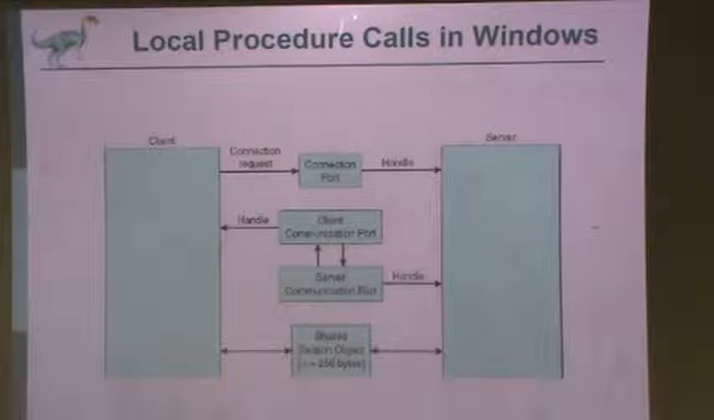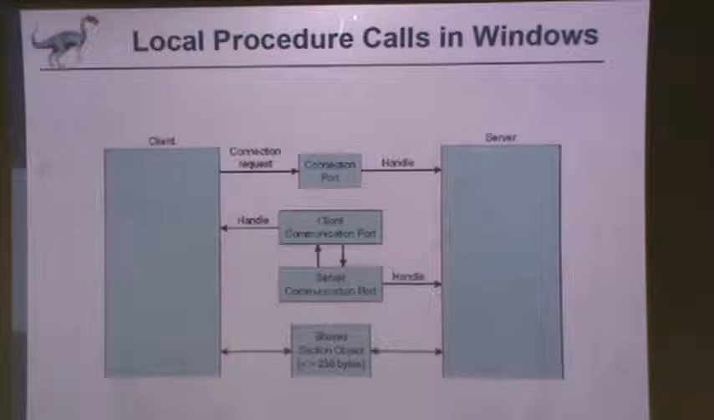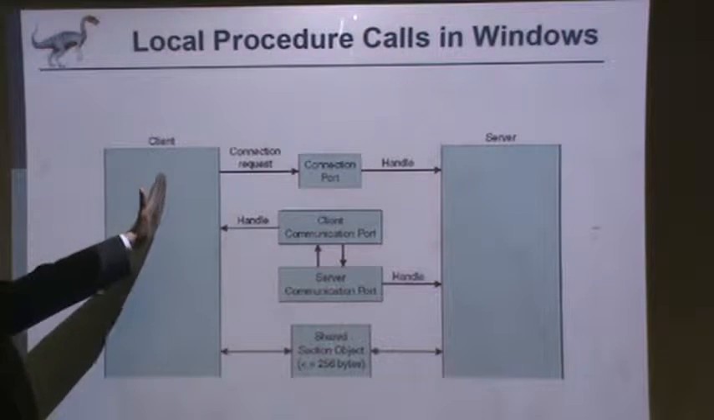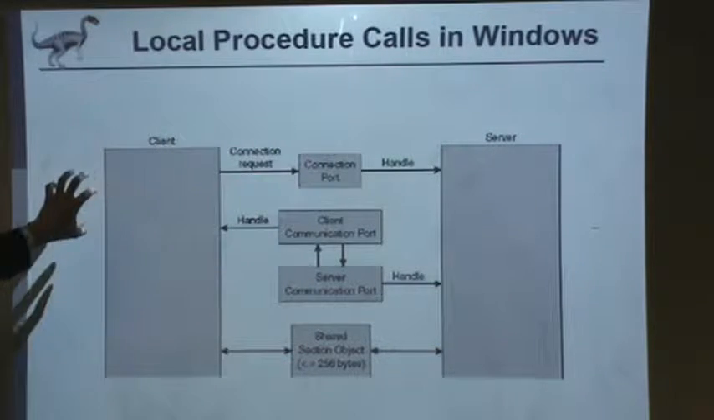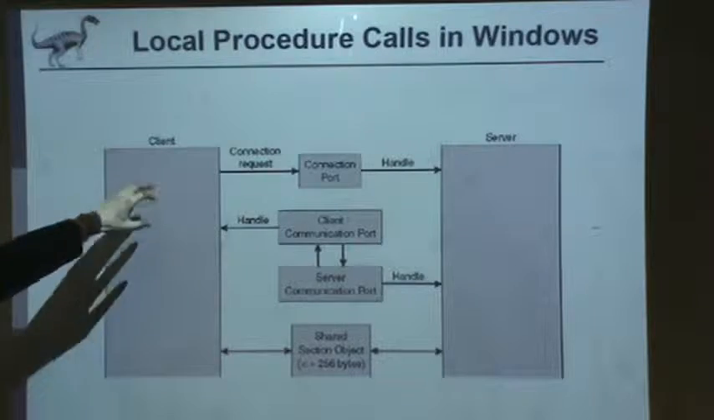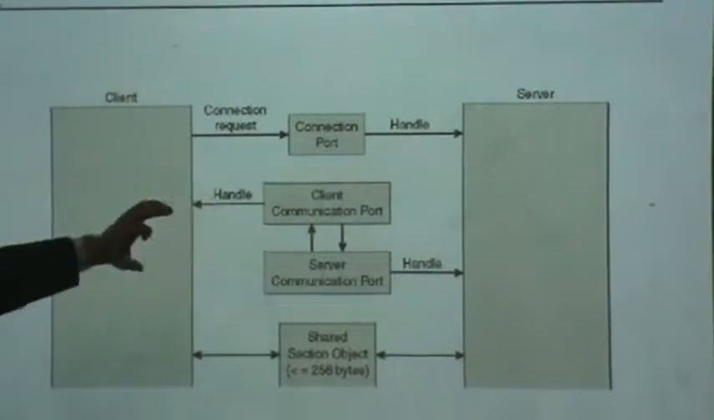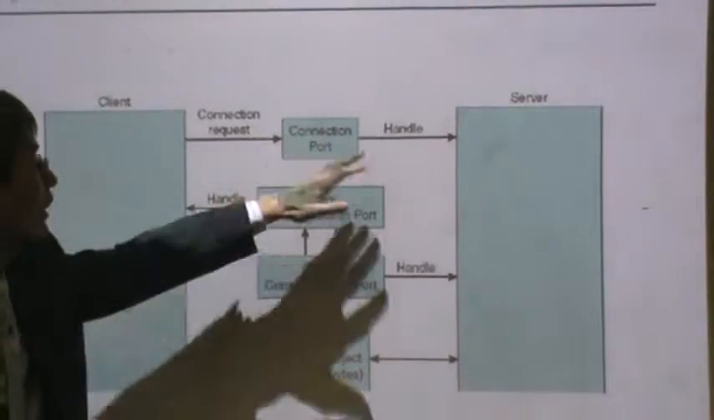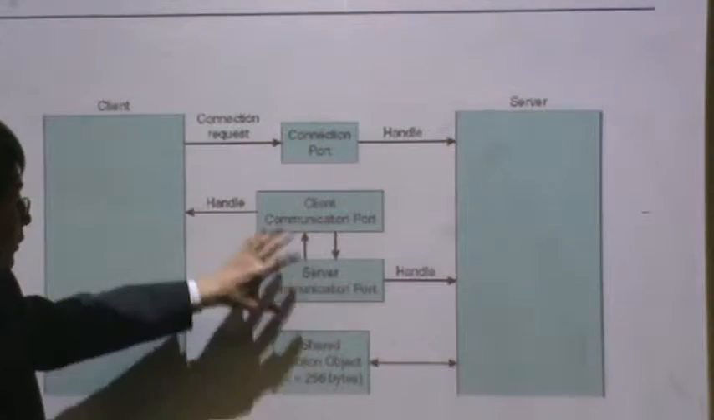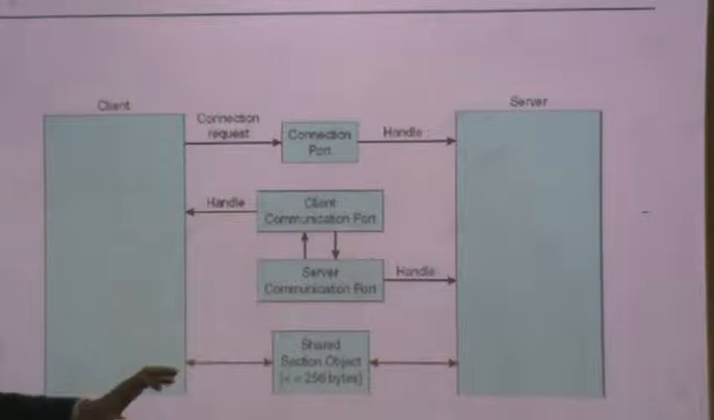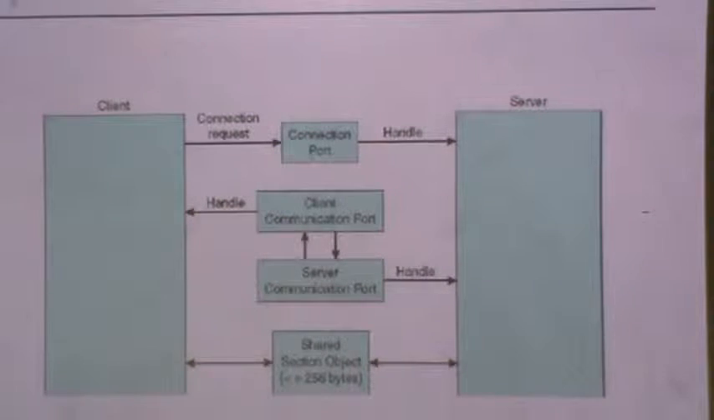So this slide shows the IPC using the LPC on Windows. There are two processes. One is called the client, who requests the communication. Then using the port, it creates the channel. After it's established, the server and client can share some object. It should be less than 256 bytes. It's kind of the size of the packet.